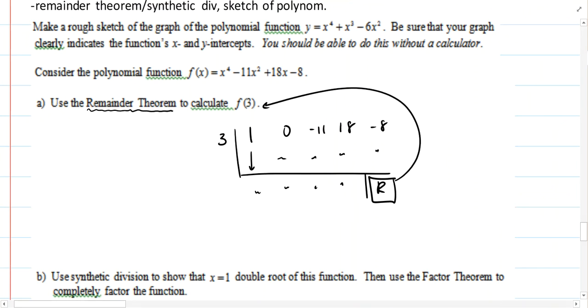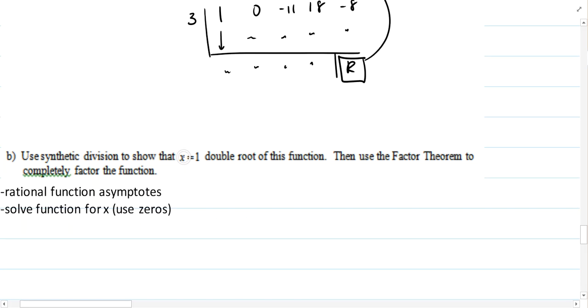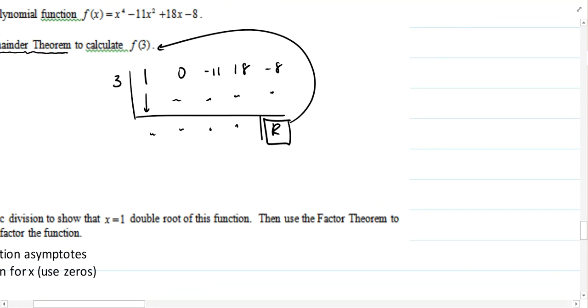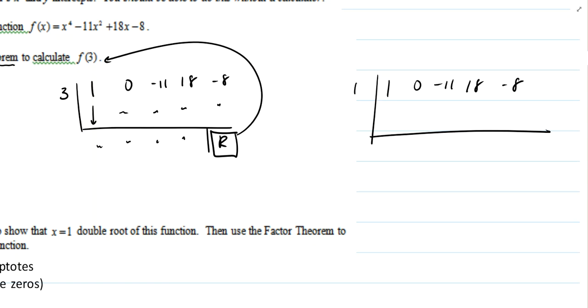Now the second part of this question is equally interesting, I think. Use synthetic division to show that x equals 1 is a double root of this function, or in other words, that there's multiplicity there. And so again, if we set up synthetic division, we have to use 1, 0, negative 11, 18, and negative 8. And we're going to test the number 1 to see if it indeed is a factor, or I should say a solution that produces a factor.